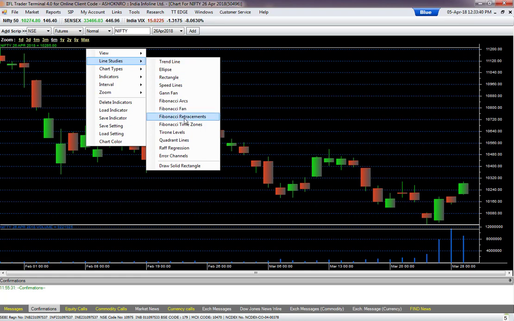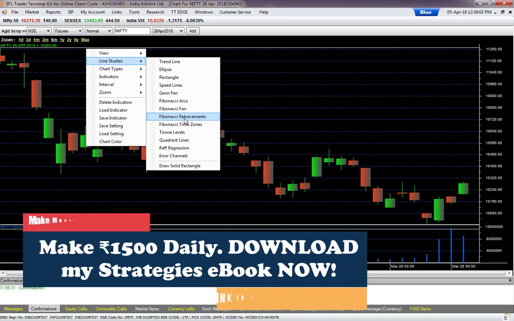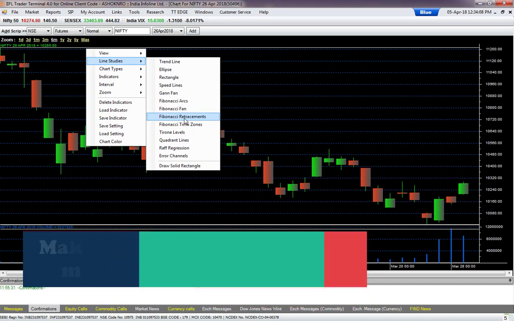By 11 o'clock in the morning, the Indian market starts at 9:15, and by 11 o'clock all the ups and downs have already been covered. Whatever high it has to make and whatever low it has to make in the opening has been covered. That is what actually gives us the direction to take our trades further.